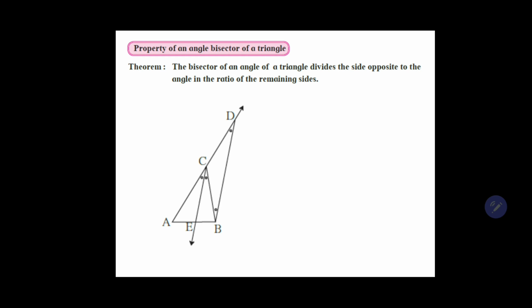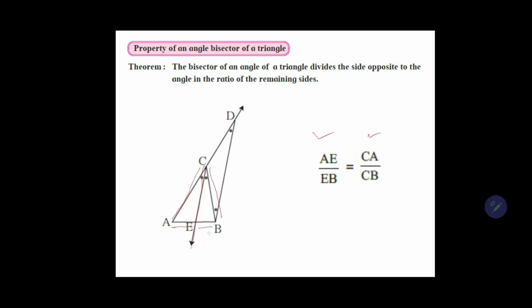In the diagram there is a triangle ABC, and it is given that CE, that is ray CE, is the angle bisector of angle ACB. So if this is the case, then by this property we can have AE divided by EB, if we take this ratio, is equal to CA divided by CB, which is on the right hand side.